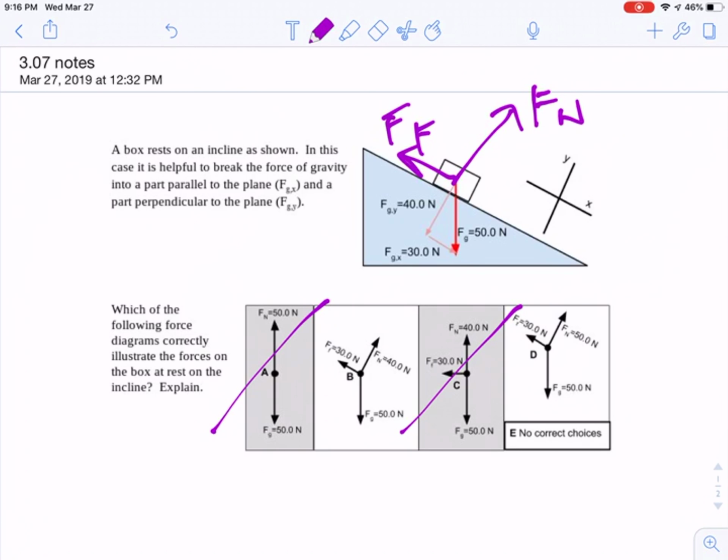We have to then look at the components. So that component is 40 down, so that means normal force is going to be 40 up. This component is 30 over, so that means force of friction is going to be 30 as well.